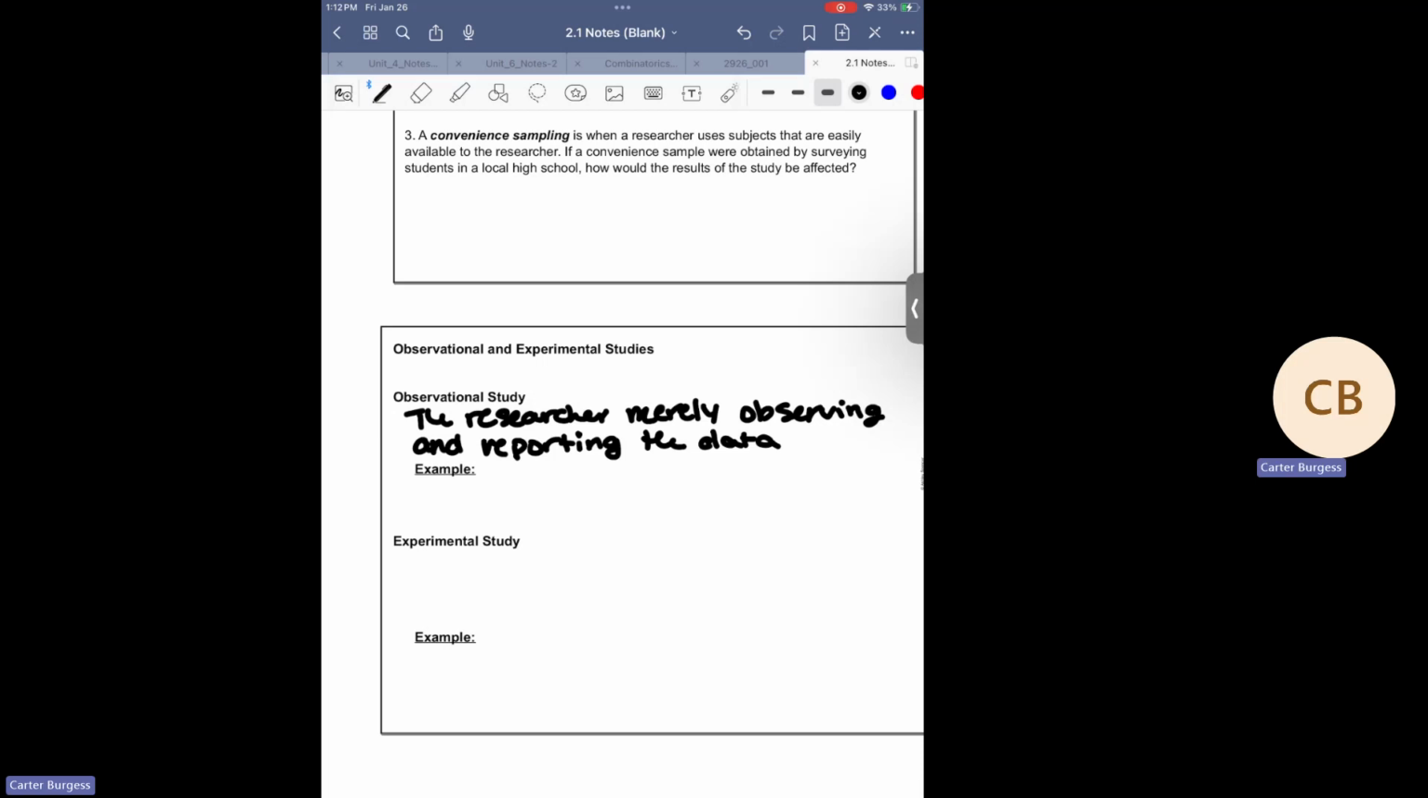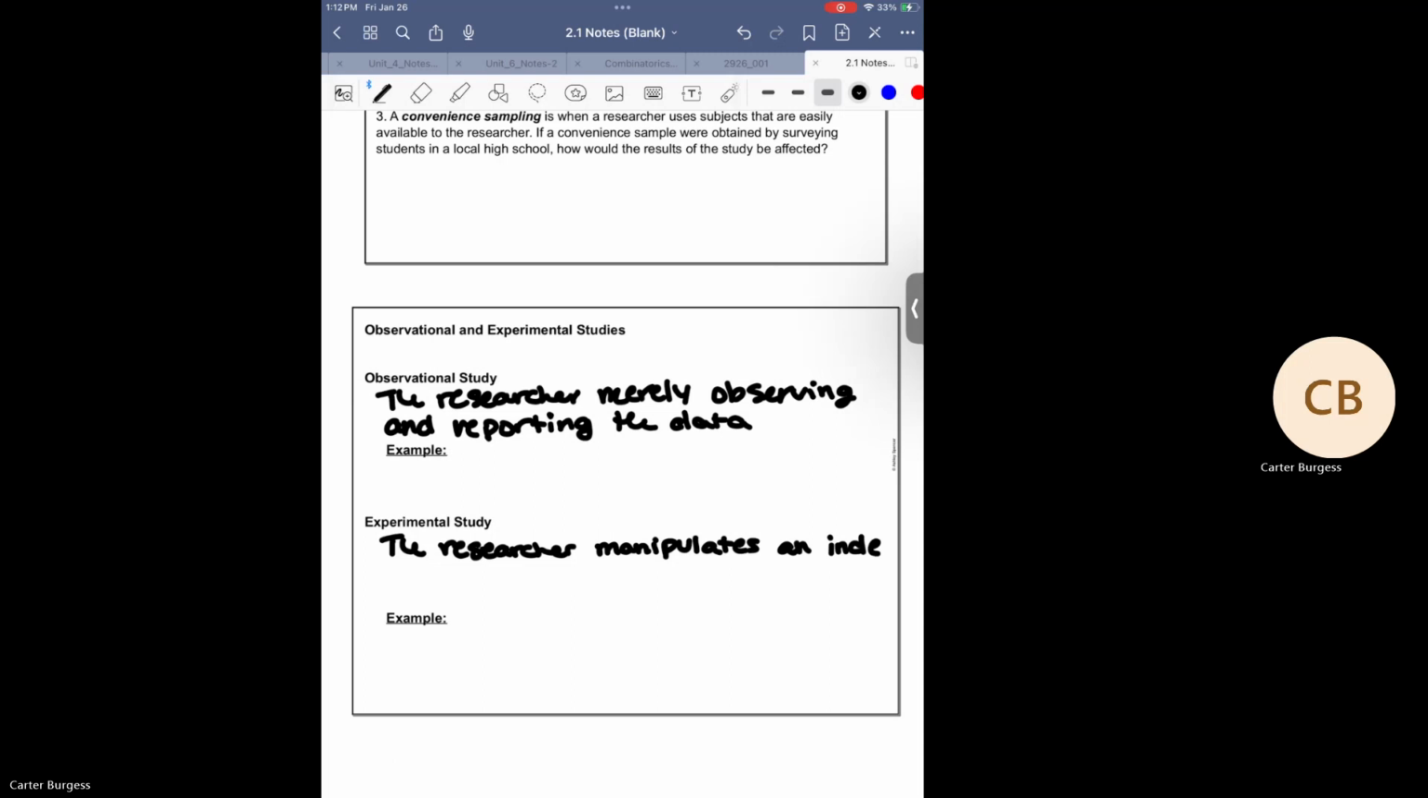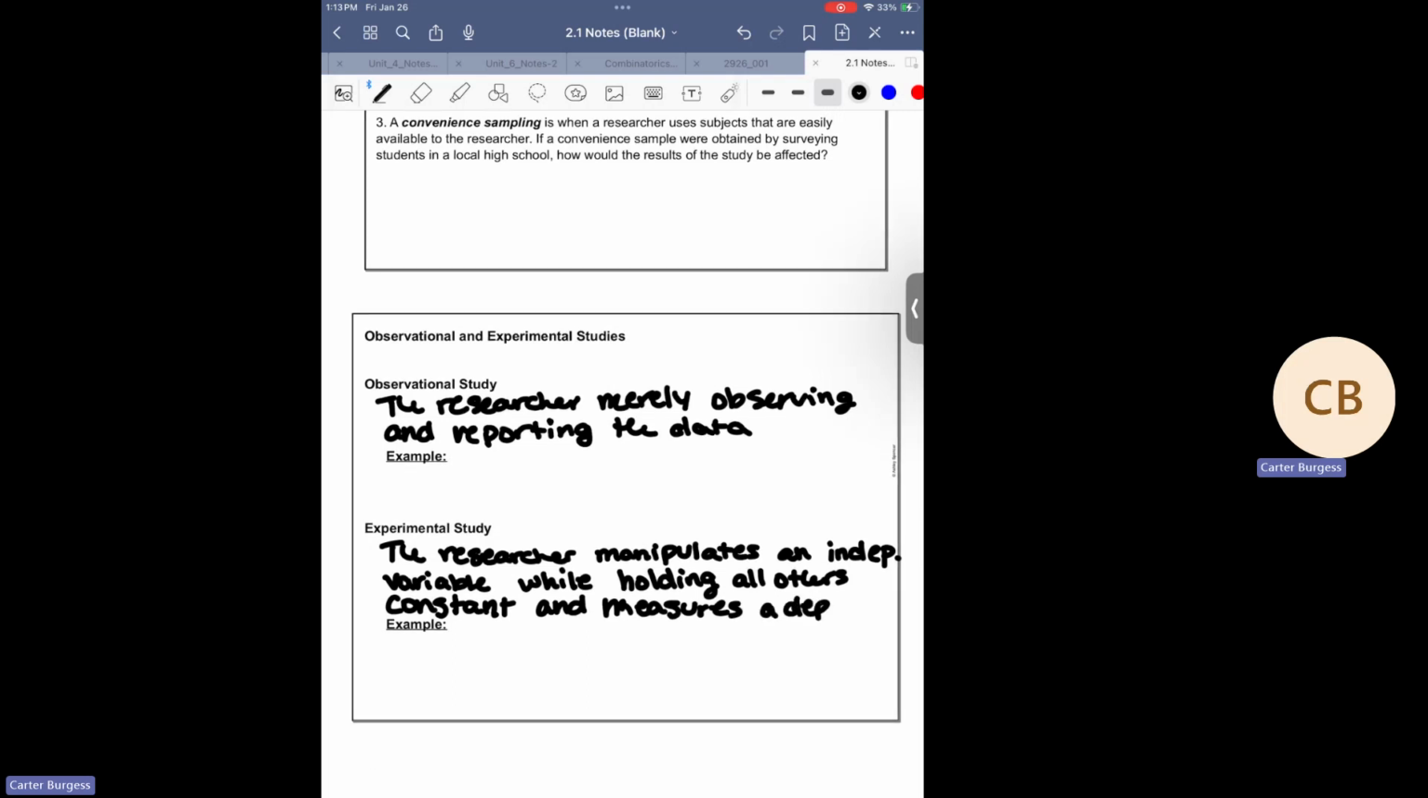So if observational study is just observing and then recording, experiment is going to be where the researcher manipulates an independent variable while holding all others constant, and measures a dependent variable.